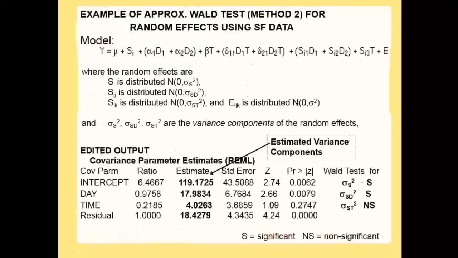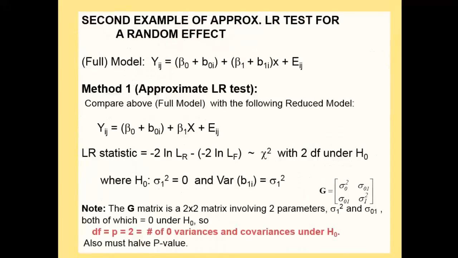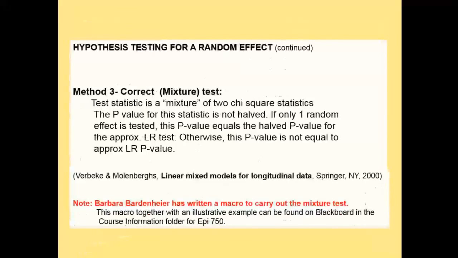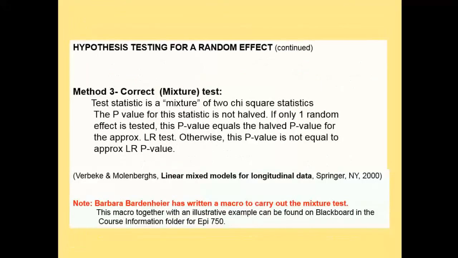That's method one. We've looked at method two. Now let's look at, did I do the mixture test earlier? Okay, method three, the mixture test. I'm skipping back here. Let's see, method three. This test, and this is what's weird, is a mixture of two chi-square statistics, a mixture of two variables. I don't think in any course that any of you have had, you've learned about a variable that's a mixture of two variables. What on earth does that mean?